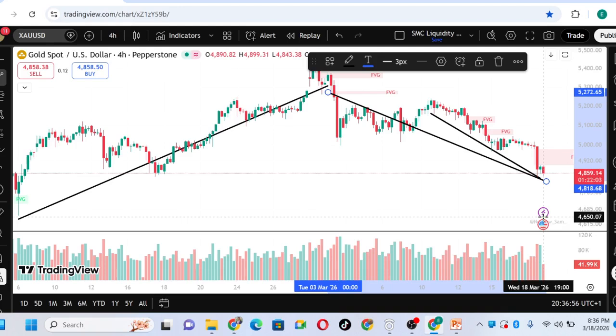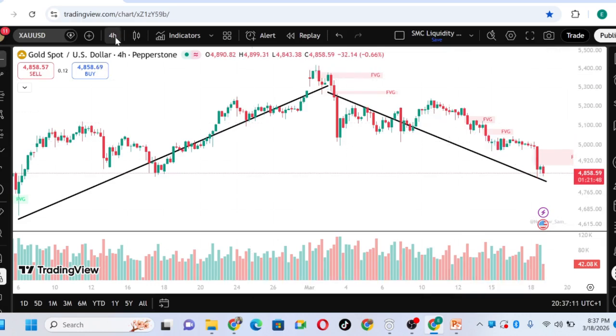Everything that is happening here is a correction until that low on a bigger time frame is broken, and being on gold, the chances are very rare because gold is known to be a safe haven. Yes. So that being said, we go back to our 1 hour.